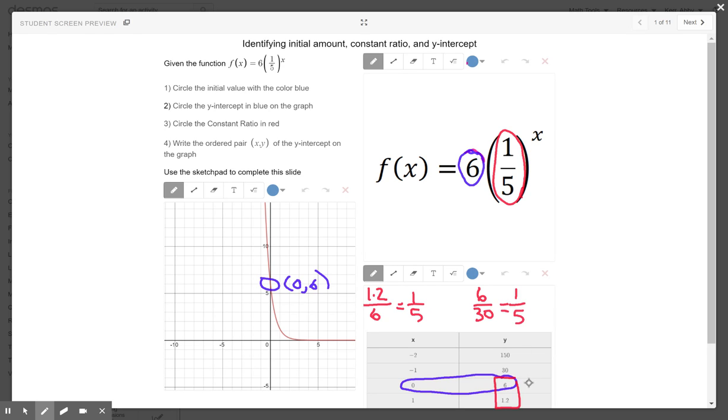That will get you 1 over 5, or you can even do 30 over 150. We can double check that, in fact, it gets you 1 over 5. 150 times 1 over 5 gets you back to 30. 30 times 1 over 5 gets you back to 6, and so on and so forth.